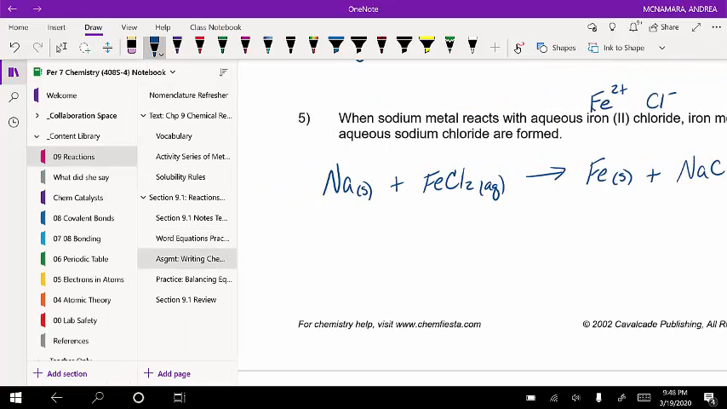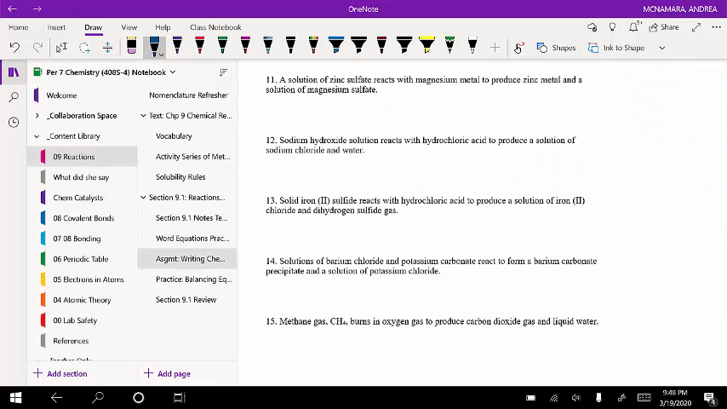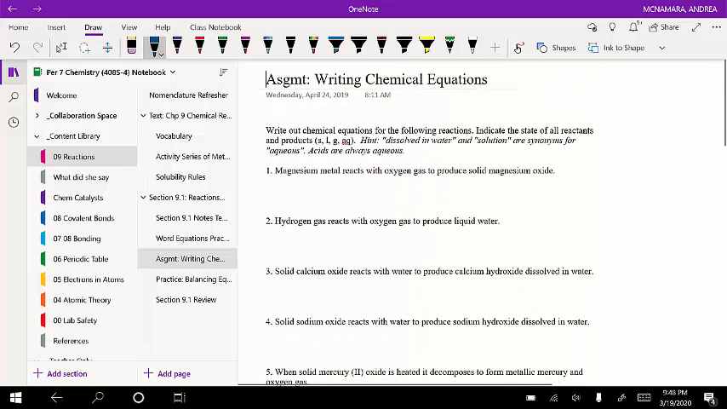Your assignment here, you've got 15 of them to try. I'm pretty sure I read through them well, and you should know what the state of matter is for all of them. And again, remembering as I give you a note up here, acids are always aqueous. So anytime you happen to see an acid, I think there's 1 or 2 in these, you can remember that those will always be in an aqueous solution.